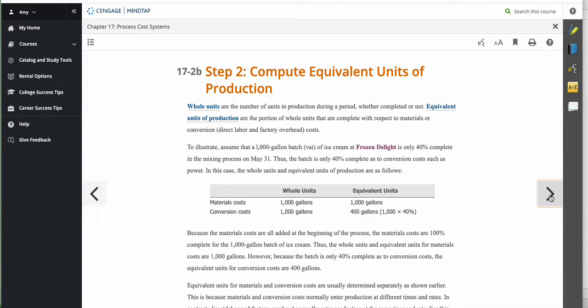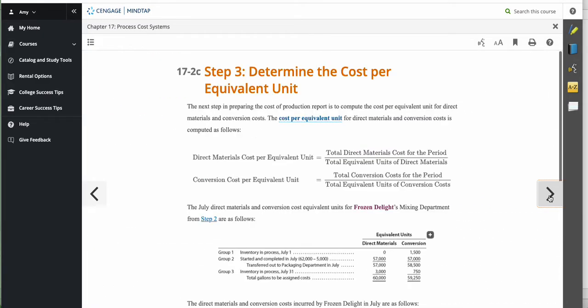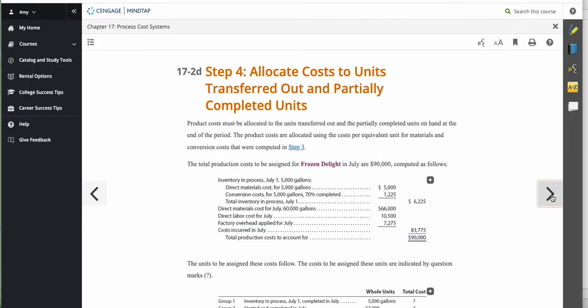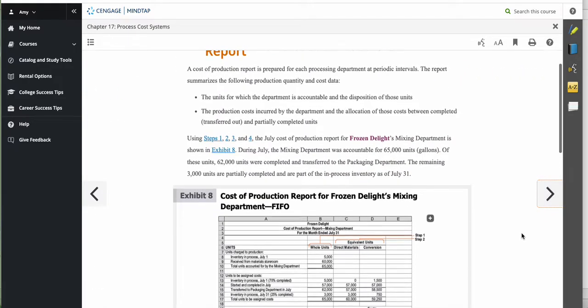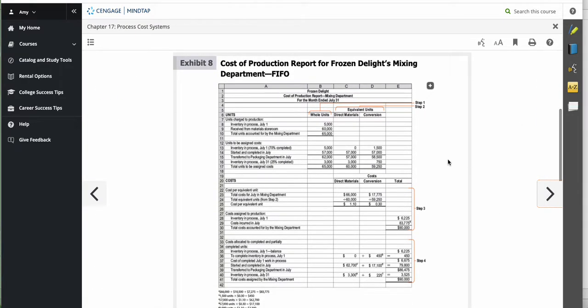There's step 1, step 2, step 3, and step 4. If you like to see everything on one page, then you can see it here on Exhibit 8. You can see the cost of production report example. I'm going to go back to the workbook.